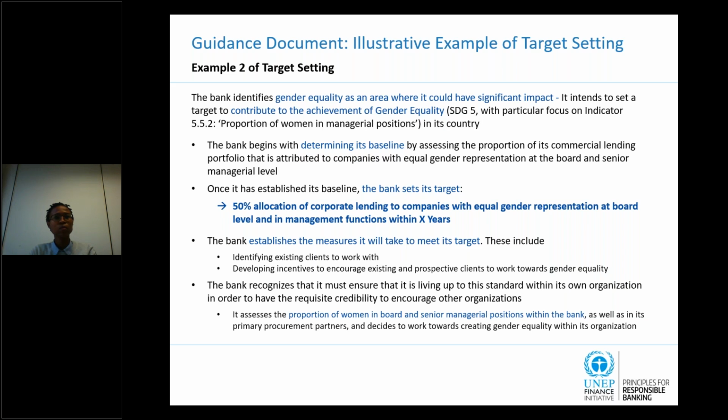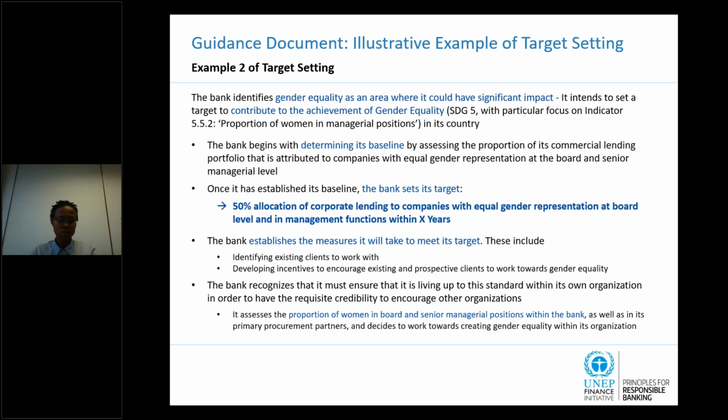Once it has established its baseline, the bank sets its target. For example, 50% allocation of corporate lending to companies with equal gender representation at board level and in management functions within X years. Now, once it has set the target, the bank establishes its measures, the measures it will take to meet these targets. These include, for example, identifying existing clients to work with, developing incentives to encourage existing and prospective clients to work towards gender equality.